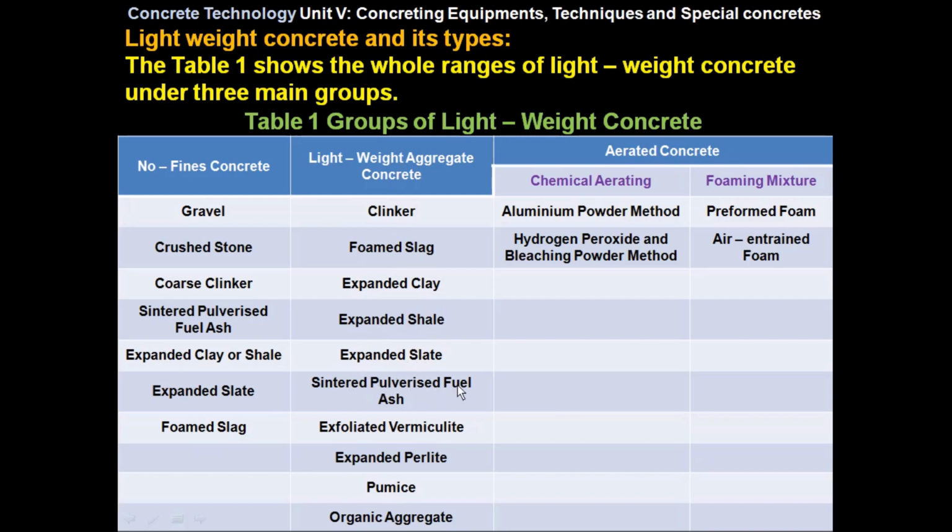In lightweight aggregate concrete, it has clinker, foam slag, expanded clay, expanded shale, expanded slate, cinder, pulverized fuel ash, exfoliated vermiculite, expanded perlite, pumice, organic aggregate. And in aerated concrete, it has chemical aerating. It includes aluminum powder method, hydrogen peroxide and bleaching powder method. Another aerated concrete type is foaming mixture. It includes preformed foam and air-entrained foam.